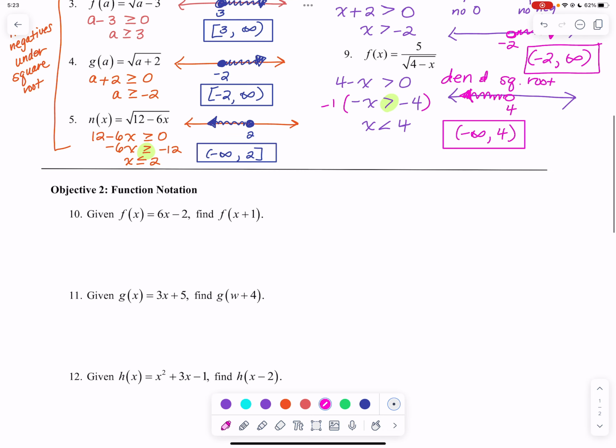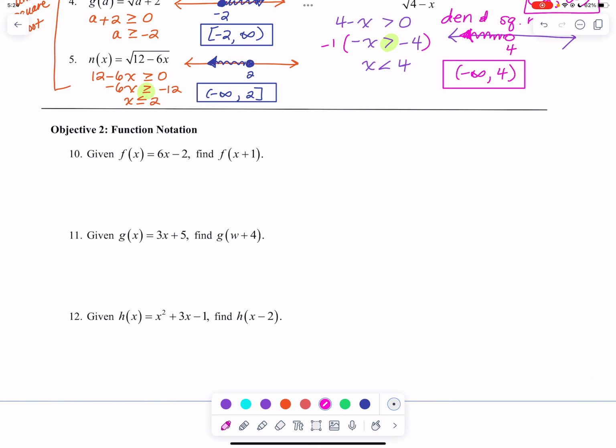Okay, now we're going to talk about function notation. Here you can see we are given a function, and we are trying to evaluate the function at a certain value or expression. This is really good practice because everywhere we have an x in f, we are going to put x plus 1. So f of x plus 1, you can see right below that, is 6 times x plus 1 minus 2. We'll go ahead and distribute that 6, and we end up with 6x plus 4.